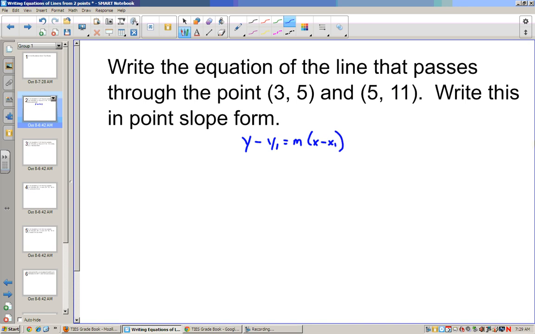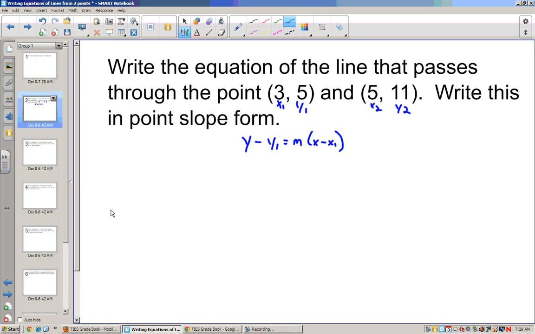So if this is our equation, let's think of the things that we have. We just have 2 points. Well, we can say this is x1, y1 and x2, y2. So since we have x1, y1, we can fill in this point. The only thing we need to write the equation is m, which is the slope.